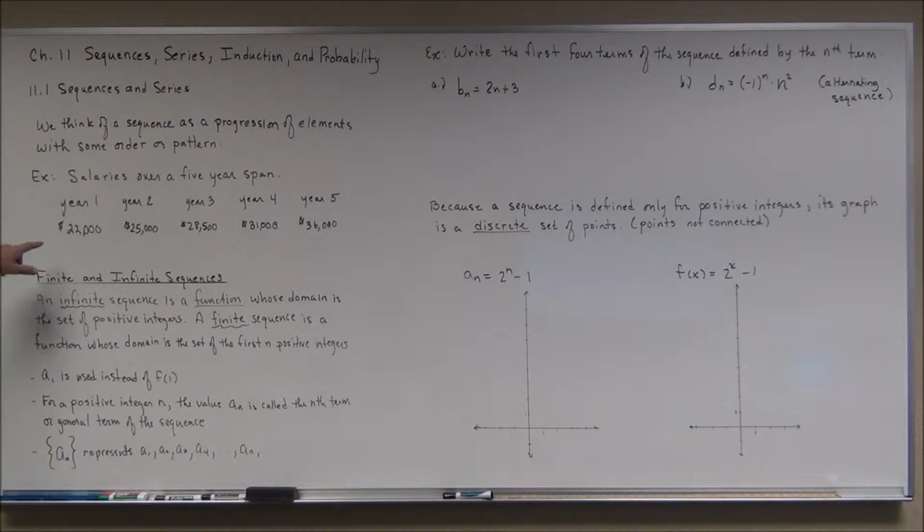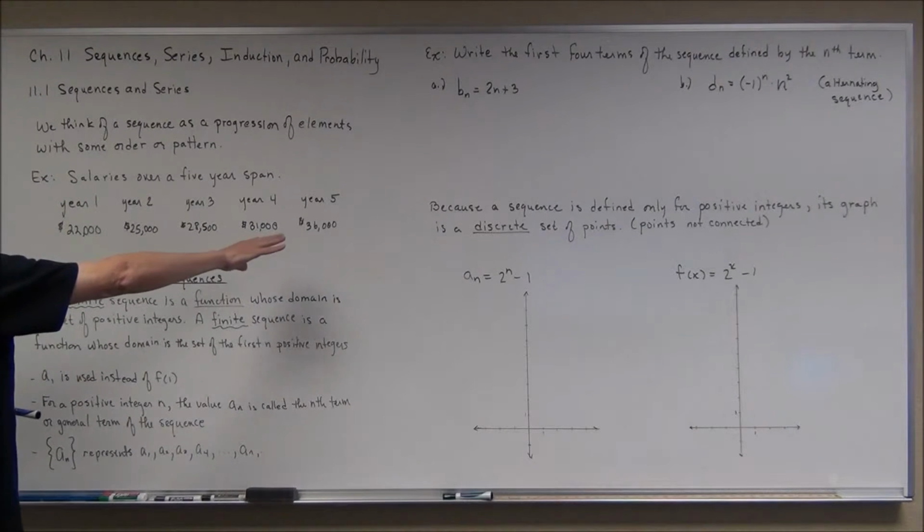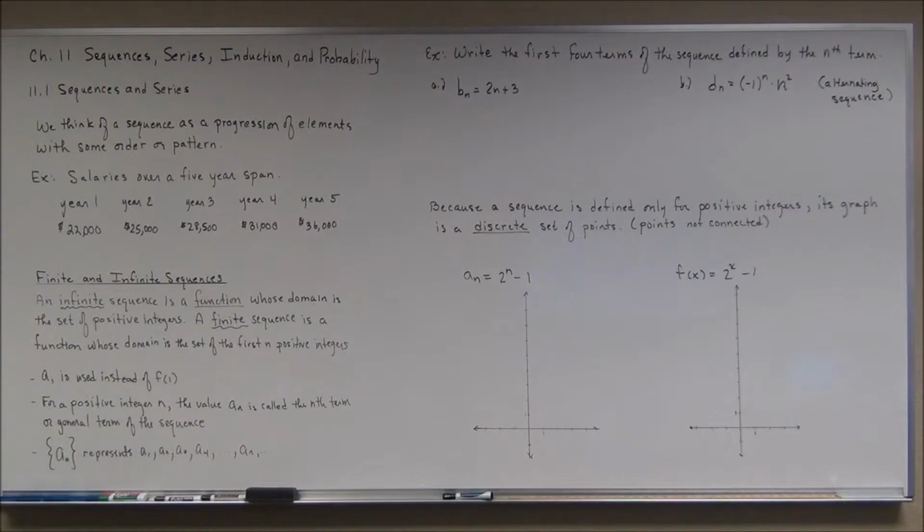The values go from 22,000 to 25,000 to 28,500 and so on up the line, all the way up to year 5 at 36,000. You can see that the numbers are getting bigger. So this is a finite sequence in that we only have 5 terms. And what we normally will do with sequences is list them separated by commas. So let's get to the definition first.